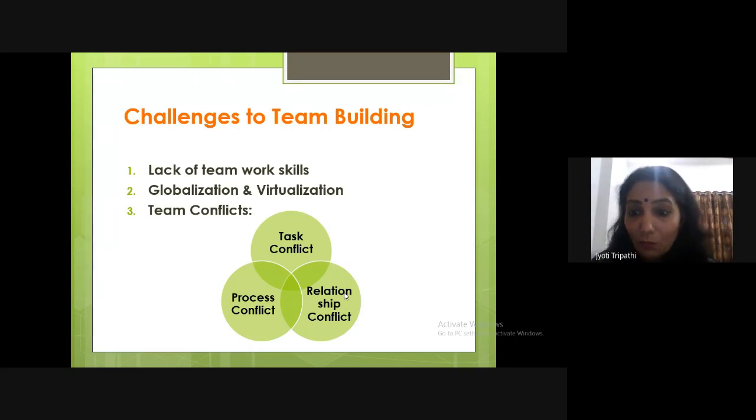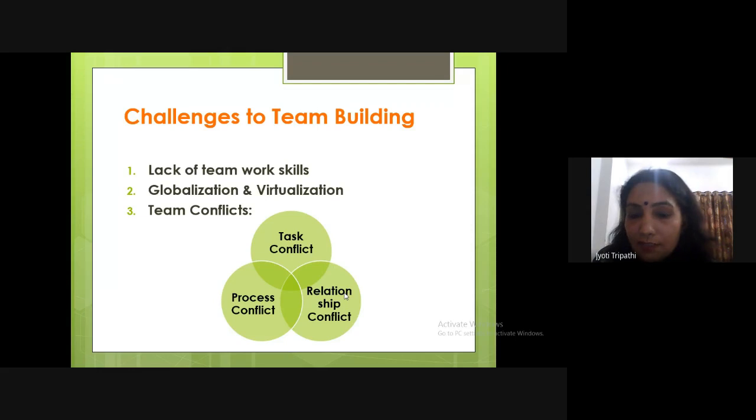Although we have coped much and we say that we are okay on this virtual mode also, we are able to form good teams and we are working and the productivity is also not suffering. So many claims are there, post-COVID claims we may say, but still it is a challenge.